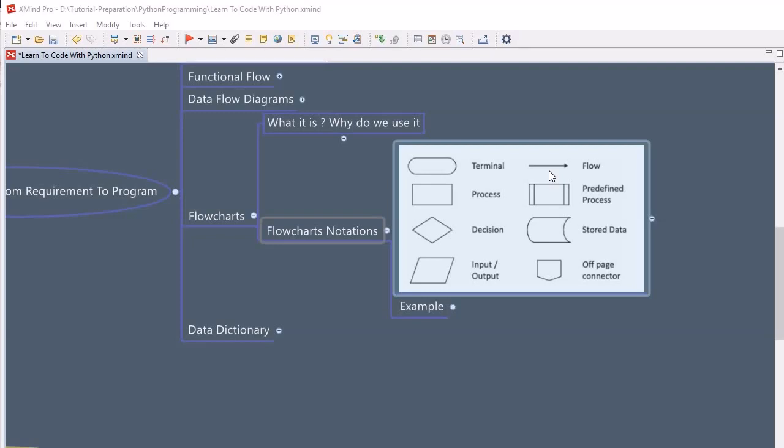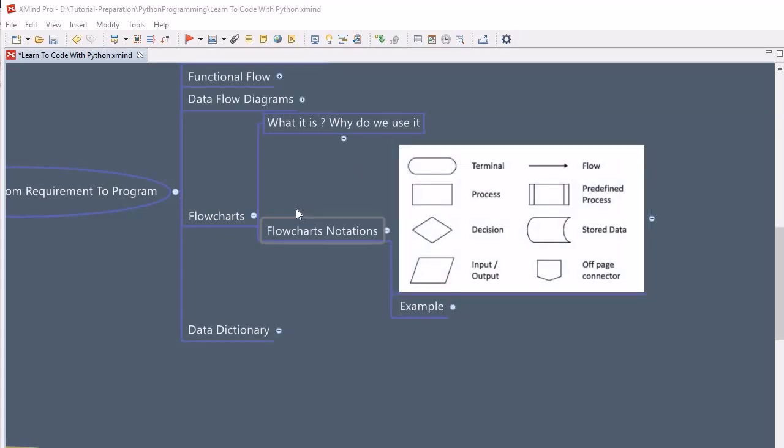If we have predefined processes, they are represented with this box. If we want to represent any stored data, we use this symbol. And if we have a long flowchart, we use this connector. Suppose you are designing a flowchart that is going to be very big and does not fit on a single page. Then we use this connector to represent that the definition of the flowchart continues further.